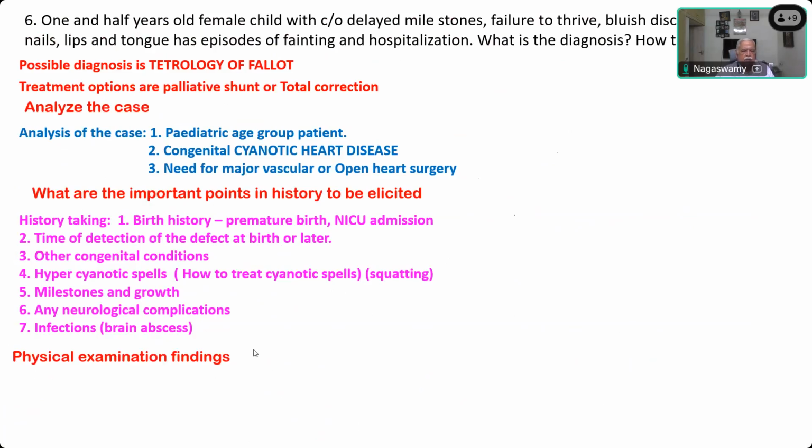What physical examination findings will you be able to elicit in these patients? General appearance and systemic examination of the heart. What are the findings you have to look for? Sir, cyanosis on general examination, we can see, sir. Central cyanosis. Okay. So where all do you look for central cyanosis? Which are all the sites in the body? Lips, sir. Lips, mucous membrane.